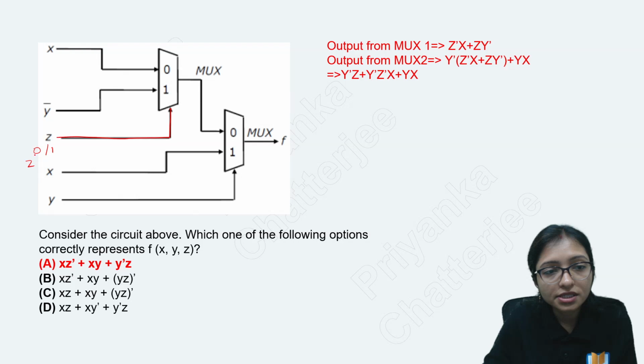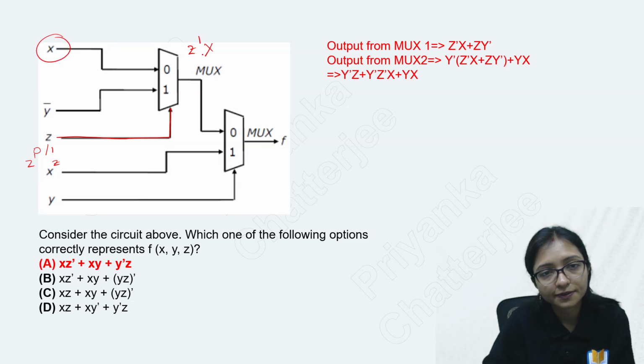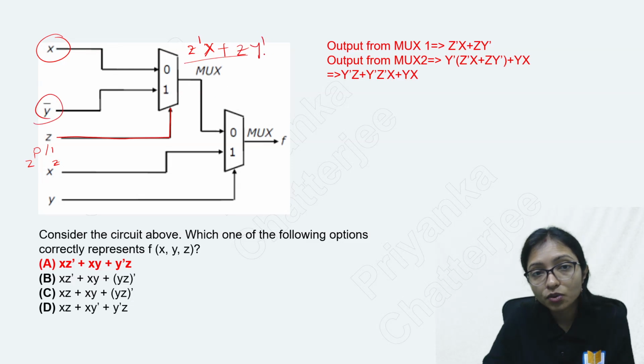So 0 means Z bar, 1 means Z. When I am getting Z bar, what is the output here? This is Z bar. At that time I am going to select X, right? Z bar X, plus when this is Z, I am going to select this one, that is Y bar. So it is the input. Here this input is coming here.